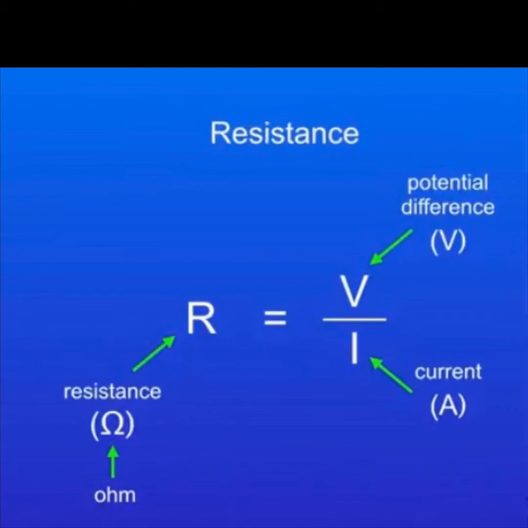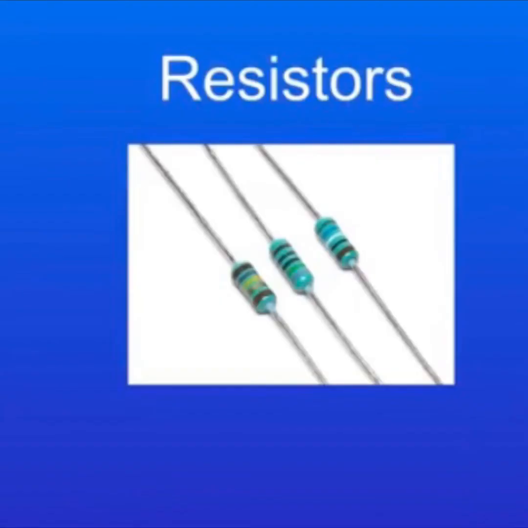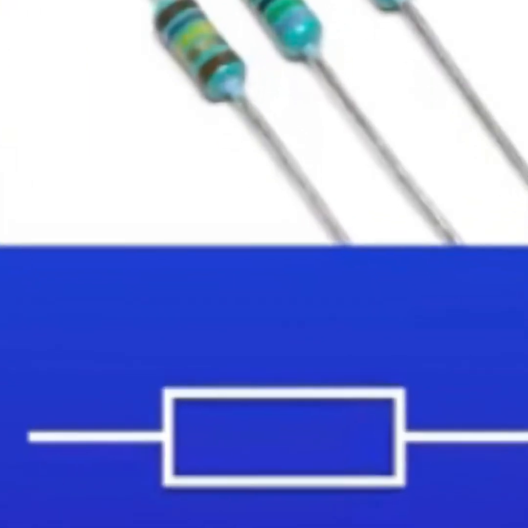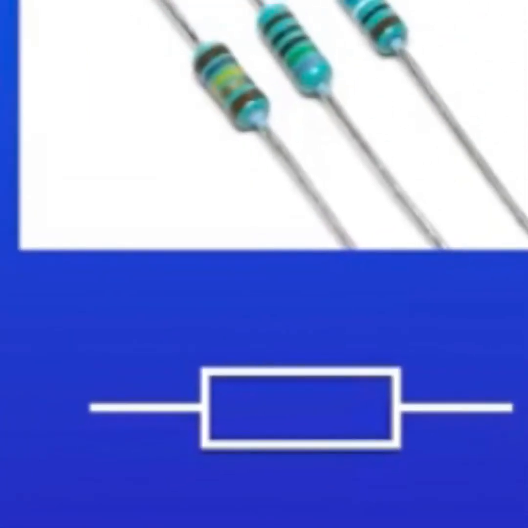The resistance is measured in ohm, the potential difference is measured in volts, and the current is measured in ampere. This is the shape of the resistor, and this is the symbol of the resistor. As you can see, you are going to draw it like this inside the circuit.